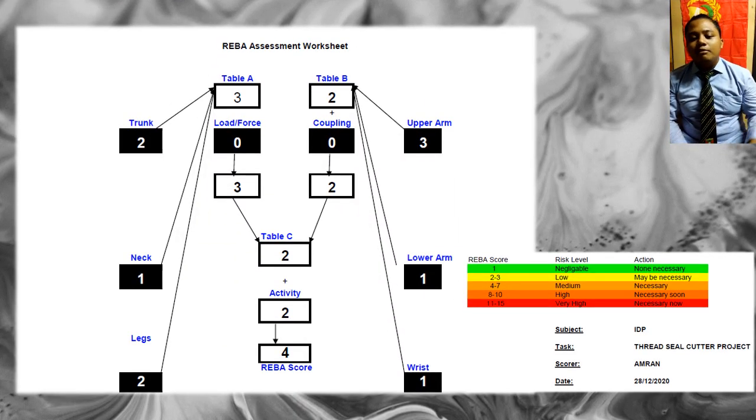As for the Rapid Entire Body Assessment, or REBA, our product gets a score of 4, which means, according to the chart, that a necessary adjustment is needed on this product. But based on further investigation, we don't need further adjustment because our product is not used rapidly, but only for a short period of time.